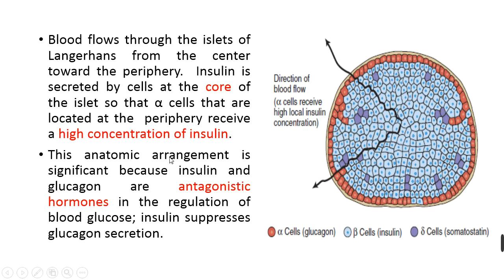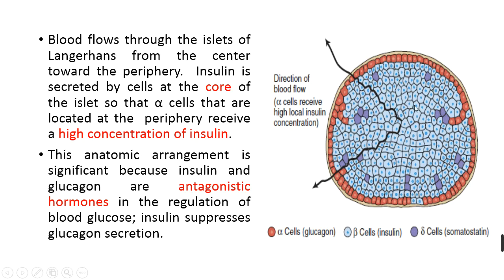This anatomic arrangement is significant because insulin and glucagon are antagonistic hormones. What do we mean by antagonistic hormones? That means that the action of insulin is the reverse of the action of glucagon in the regulation of blood glucose.